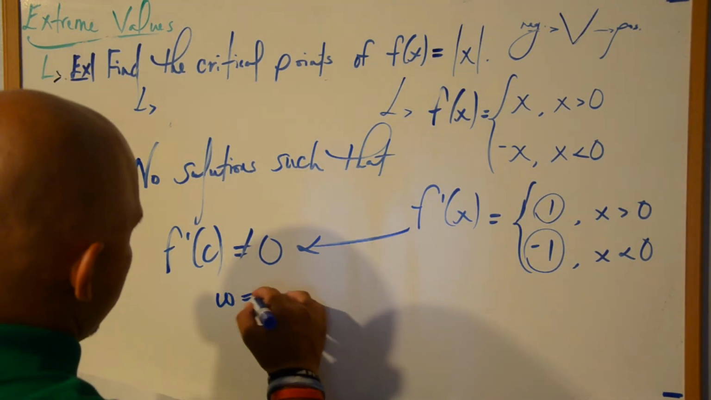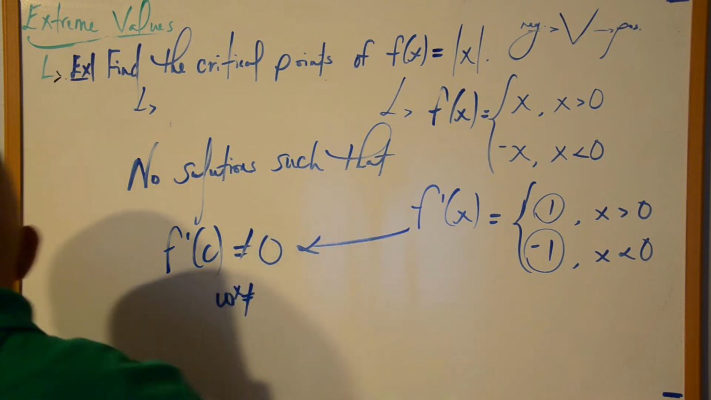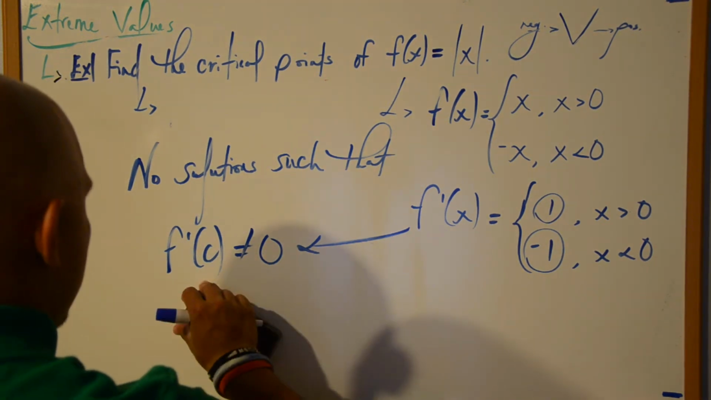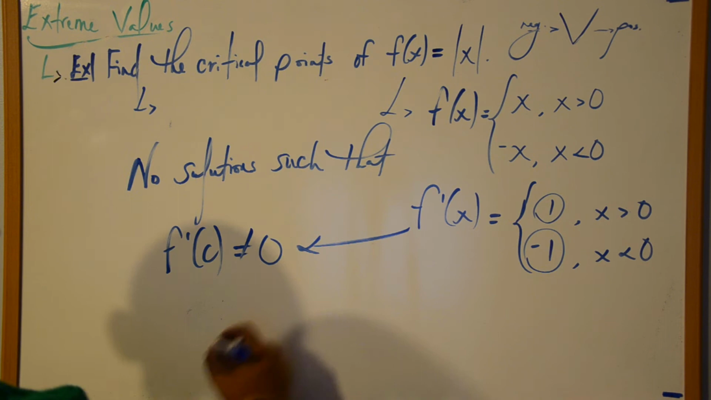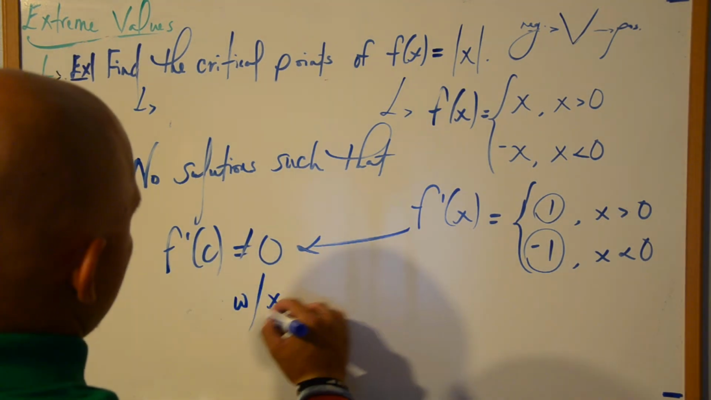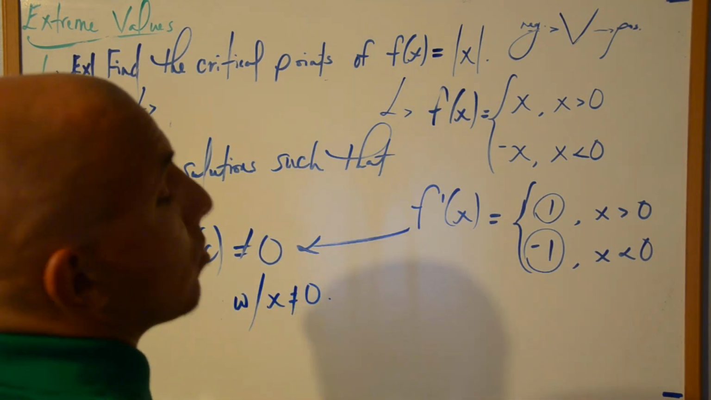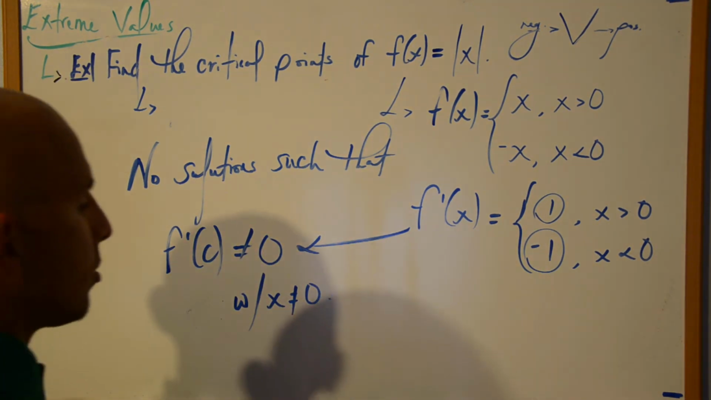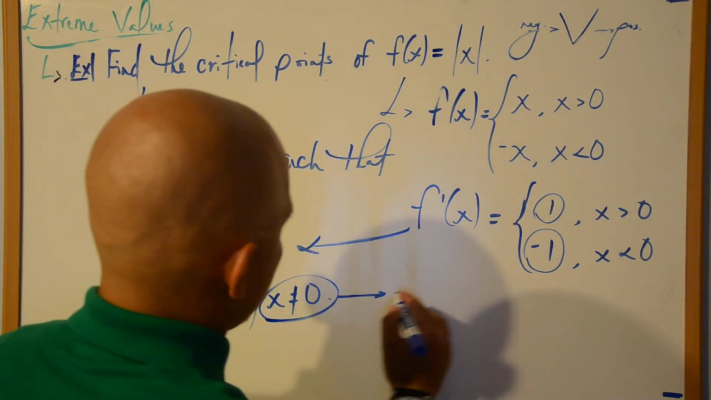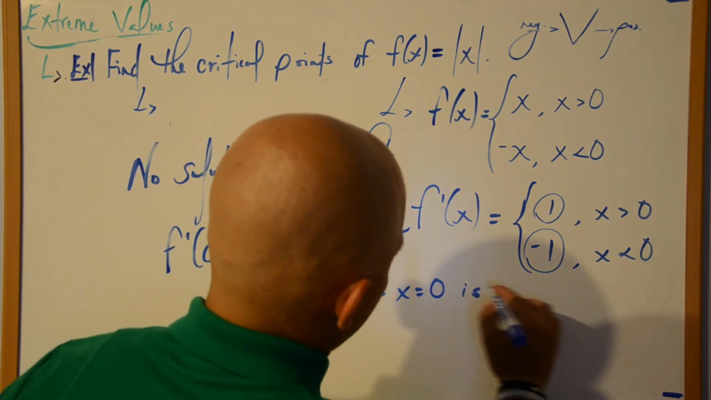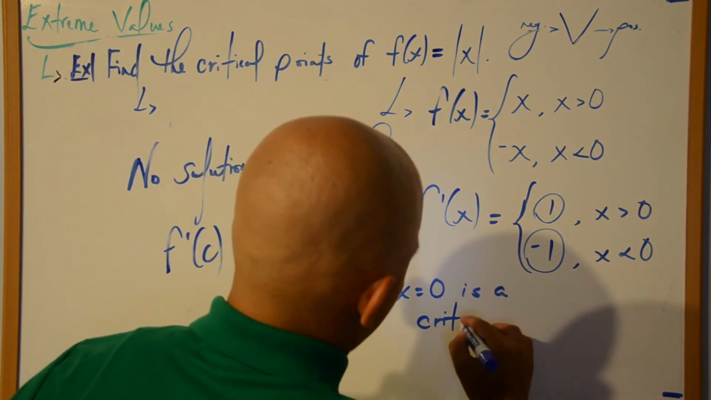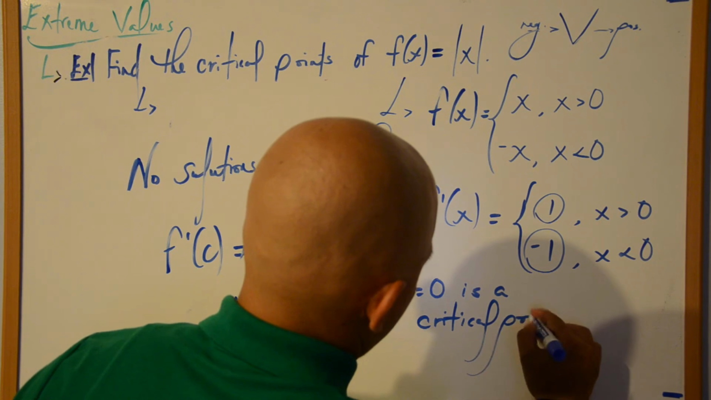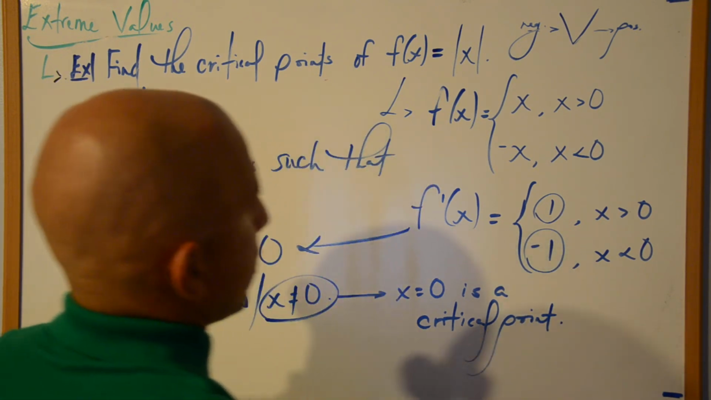Obviously, with x without including x being equal to 0. So therefore, x equals 0 is a critical point.